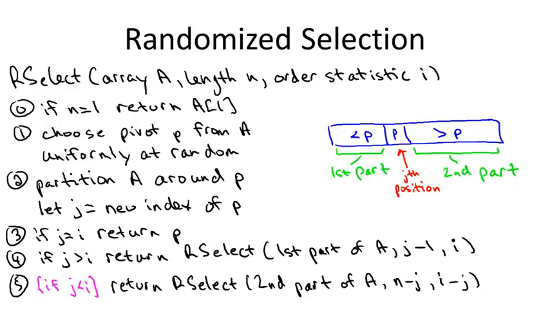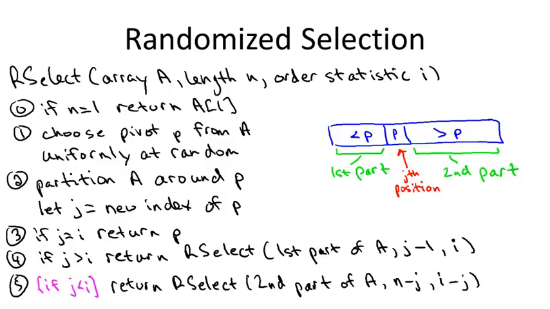Before we plunge into the analysis, let me just make sure you remember what the algorithm is. It's like quicksort. We partition around a pivot, except we only recurse once, not twice. So we're given an array with some length n. We're looking for the ith order statistic, the ith smallest element. The base case is obvious. If you're not in the base case, you choose a pivot p uniformly at random from the input array, just like we did in quicksort. We partition around the pivot, just like we did in quicksort.